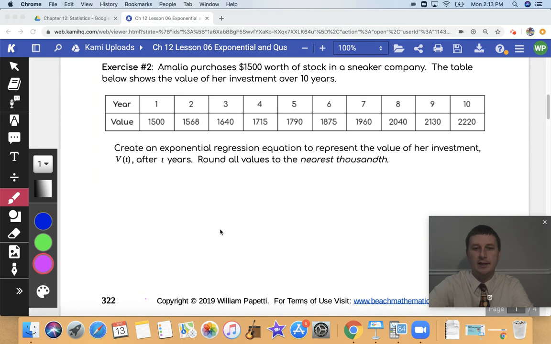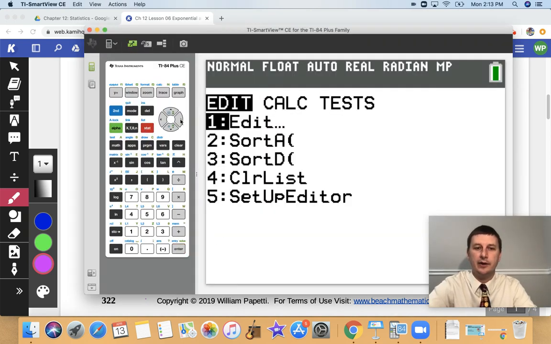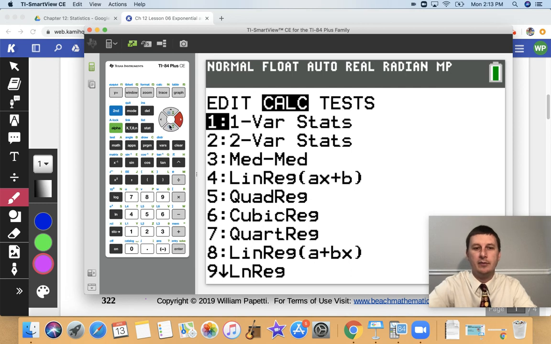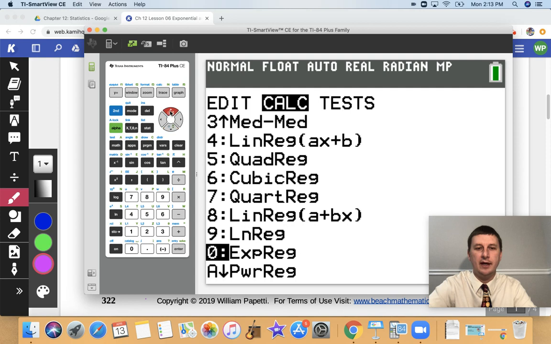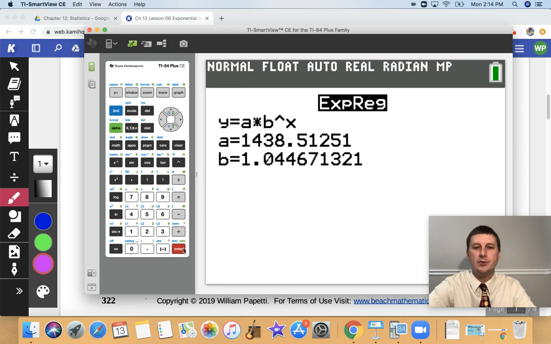So our exponential regression equation could be found by clicking on Stat, going over to Calculate, and if we remember from the previous exercise, exponential regression was way down at choice 0. We have to scroll down to see it. And that says EXP reg for exponential regression. And we click on Enter there. Again, all of this information should be filled out correctly with L1 and L2. And we just want to go down to Calculate and click Enter, which will give us our A and our B value of our equation.